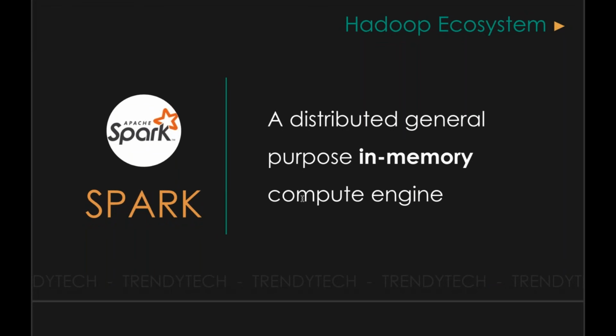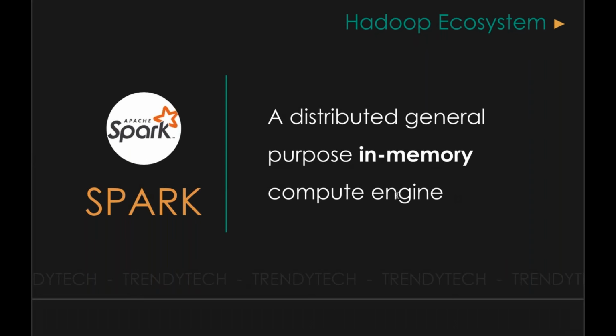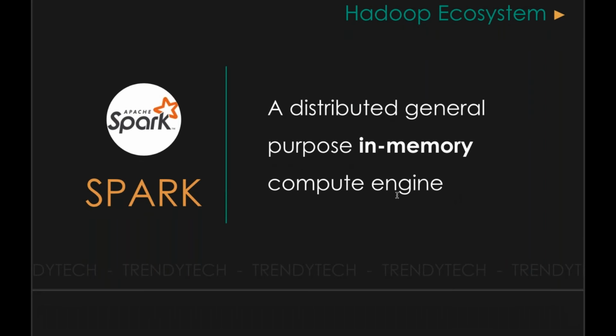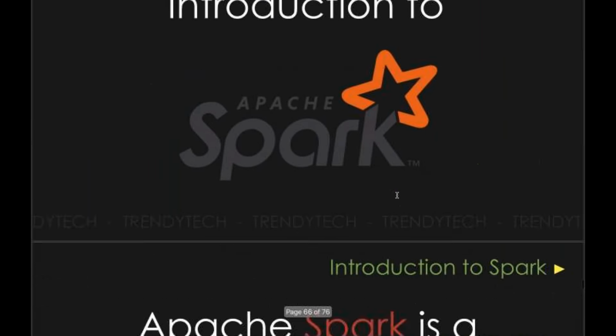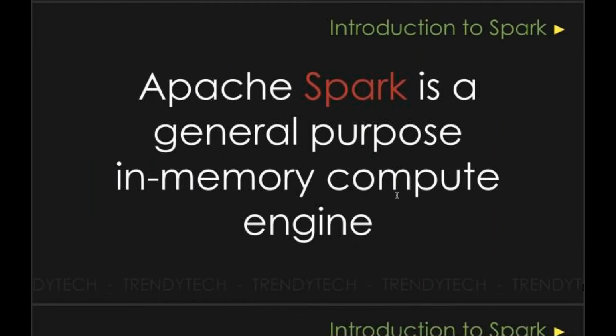So in one line, if I have to give the definition of Apache Spark, I will say Spark is a general purpose in-memory compute engine. My one-liner definition is Spark is a general purpose in-memory compute engine. I'm using three keywords here: general purpose, in-memory, compute engine. Let's dig down into each of these. Apache Spark is a general purpose in-memory compute engine. This is what I said.